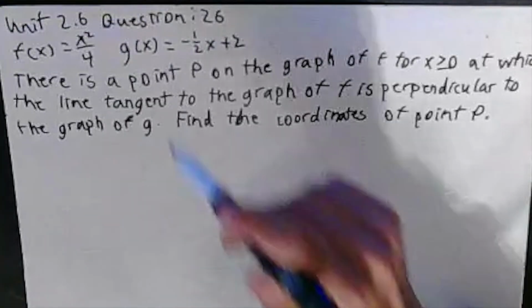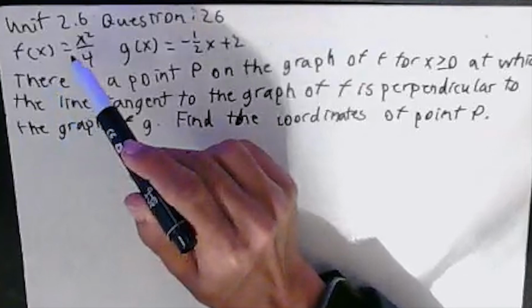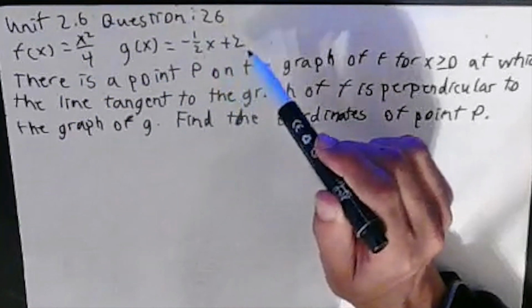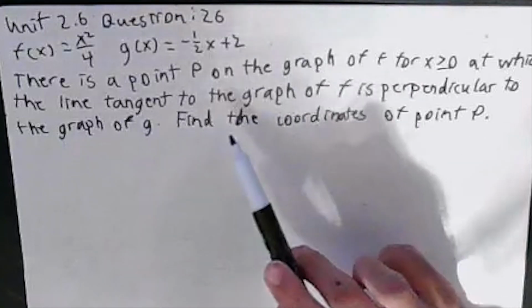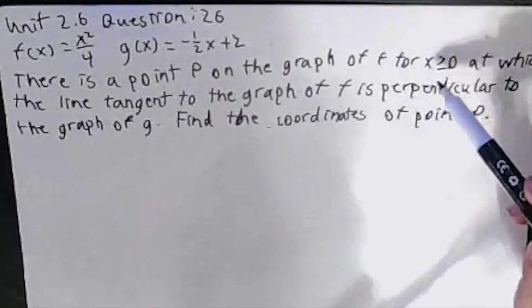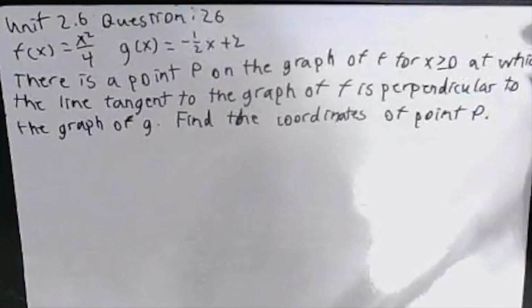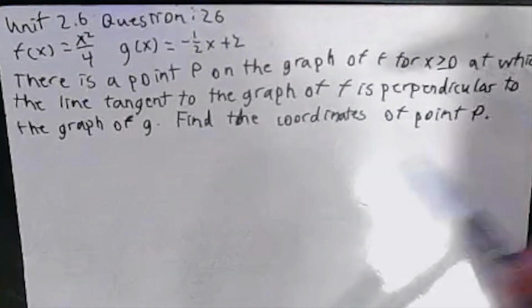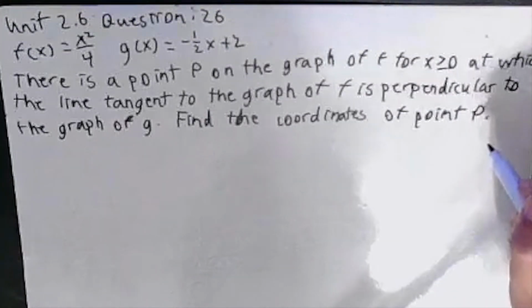Alright, this is unit 2.6, question 26. We know that f of x equals x squared over 4 and g of x equals negative 1/2 x plus 2. We know that there is a point P on the graph of f for x is greater than or equal to 0, at which the line tangent to the graph of f is perpendicular to the graph of g. Find the coordinates of point P.